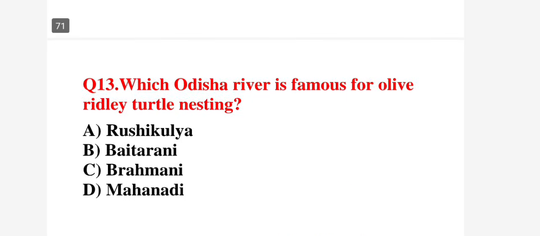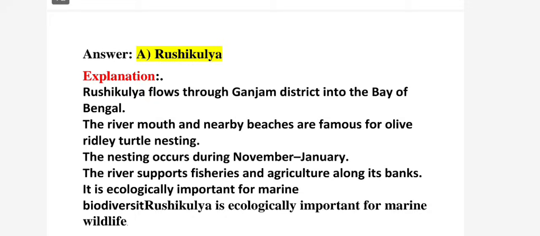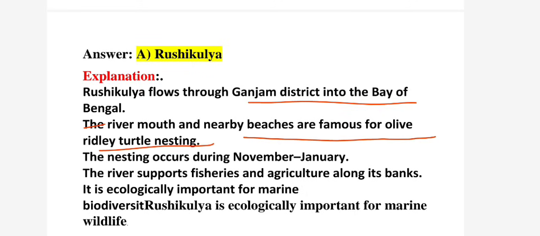If I go through the description, Rusikulya flows through the Ganjam district into the Bay of Bengal. The river mouth and nearby beaches are famous for olive ridley turtle nesting. The nesting occurs basically from November to January. The river supports fisheries and agriculture along its banks. It is ecologically important for marine biodiversity and marine wildlife.